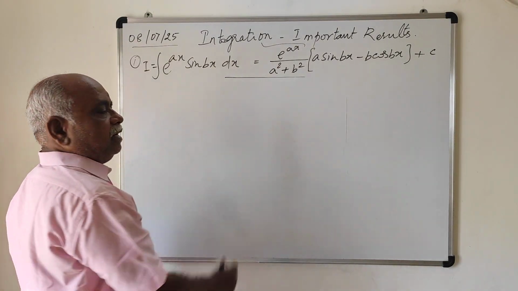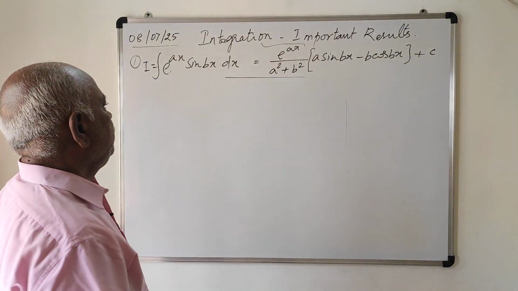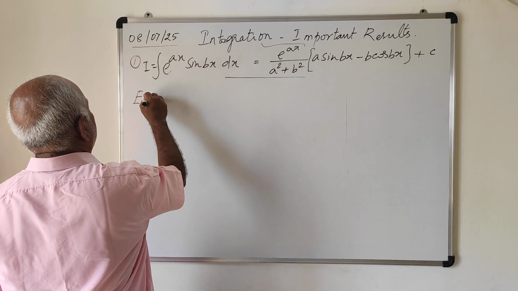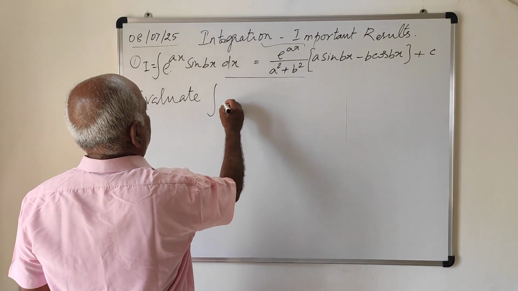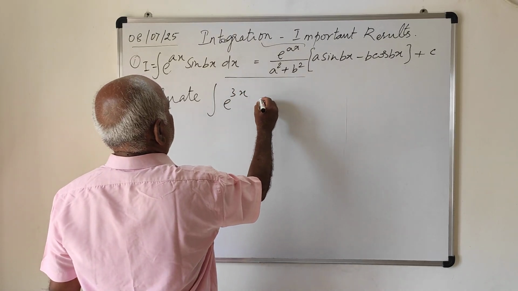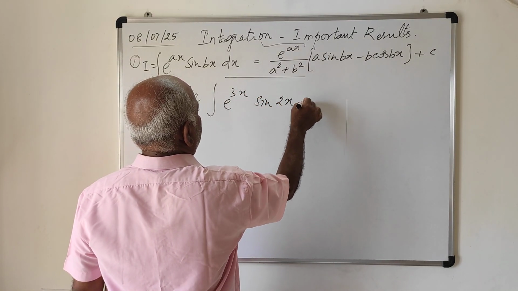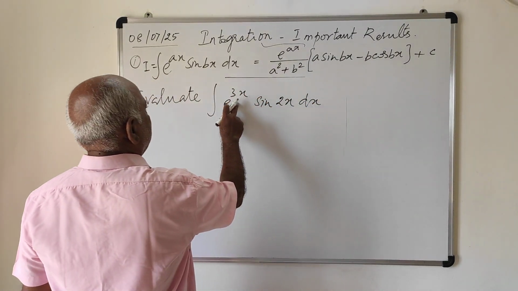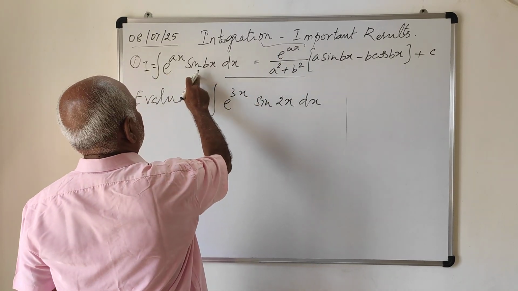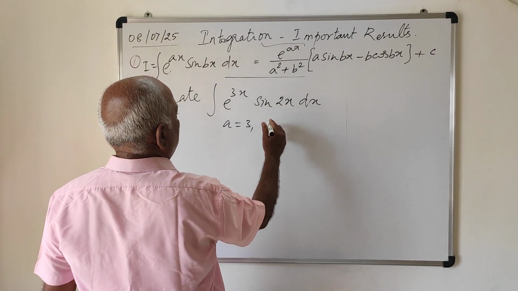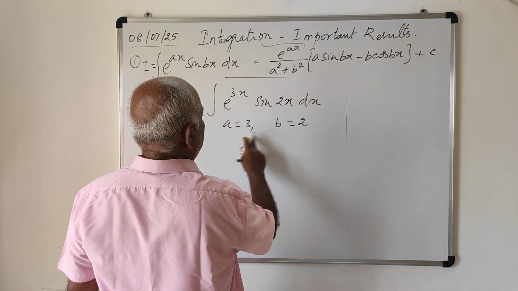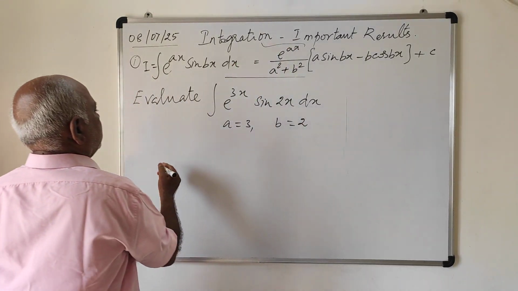Next, using this result, I am going to solve one problem. It is, evaluate integral e power 3x into sin 2x dx. Here e power ax into sin bx, a equal to 3, b equal to 2. You just substitute these values in the result and you will get the answer.